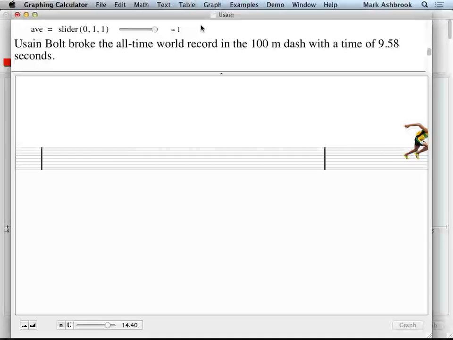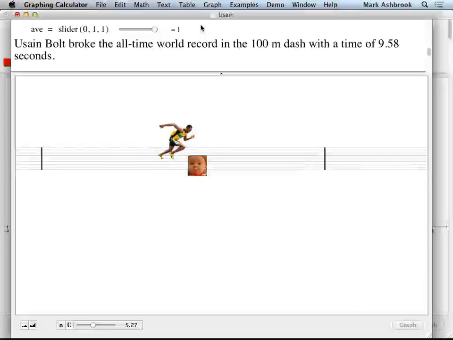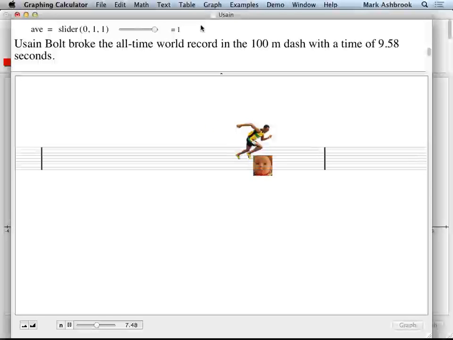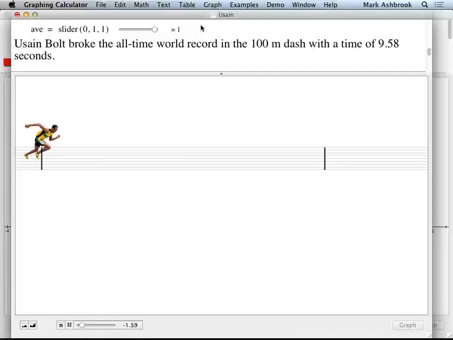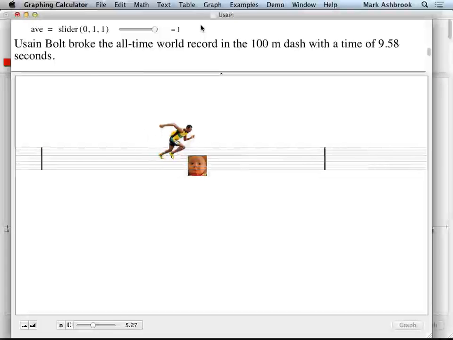Okay, what constant speed? Just any constant speed, or what? So the constant speed is 100 meters per 9.58 seconds. Okay, sure. It's the average. It's Usain Bolt's average speed throughout the race. Victoria likes that.